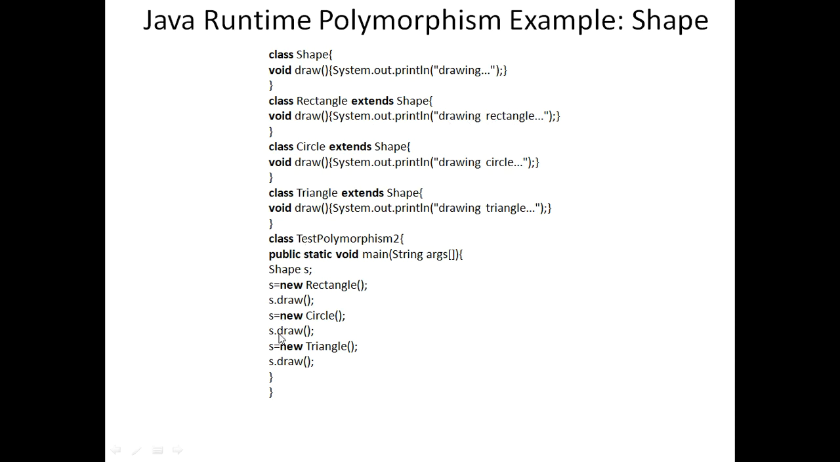Whenever I mention s is equal to new Circle, at that moment the reference shifts towards the Circle, so I'm going to print this one. For the triangle, the same explanation applies. So this we generally term runtime polymorphism. Okay, this example is for shape. It may be anything.